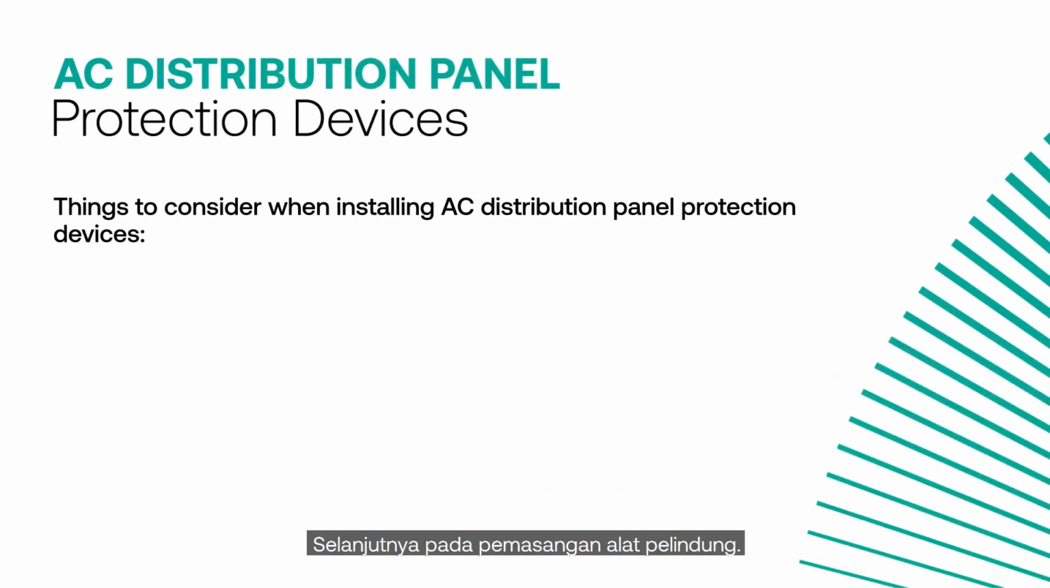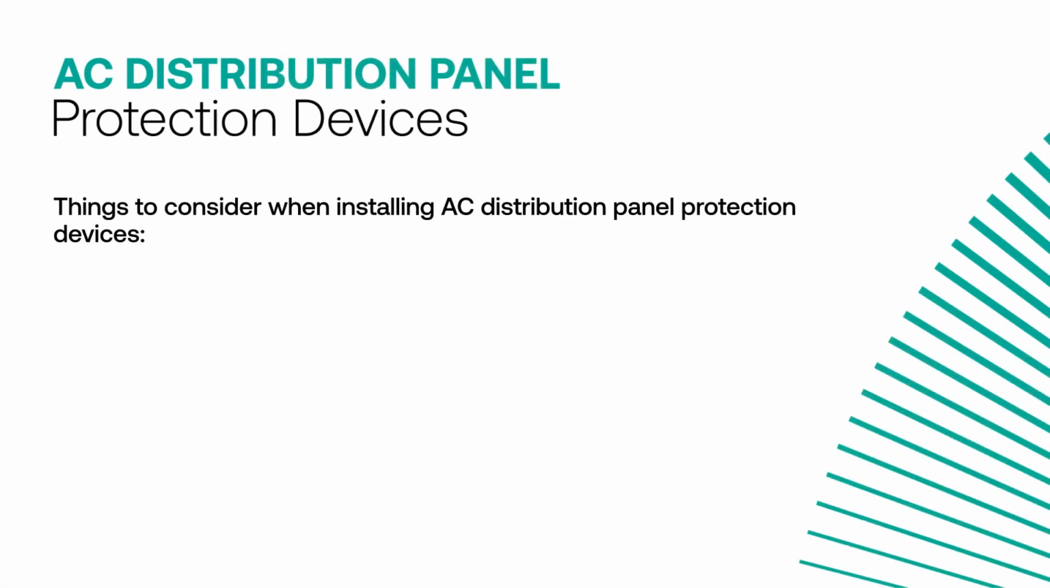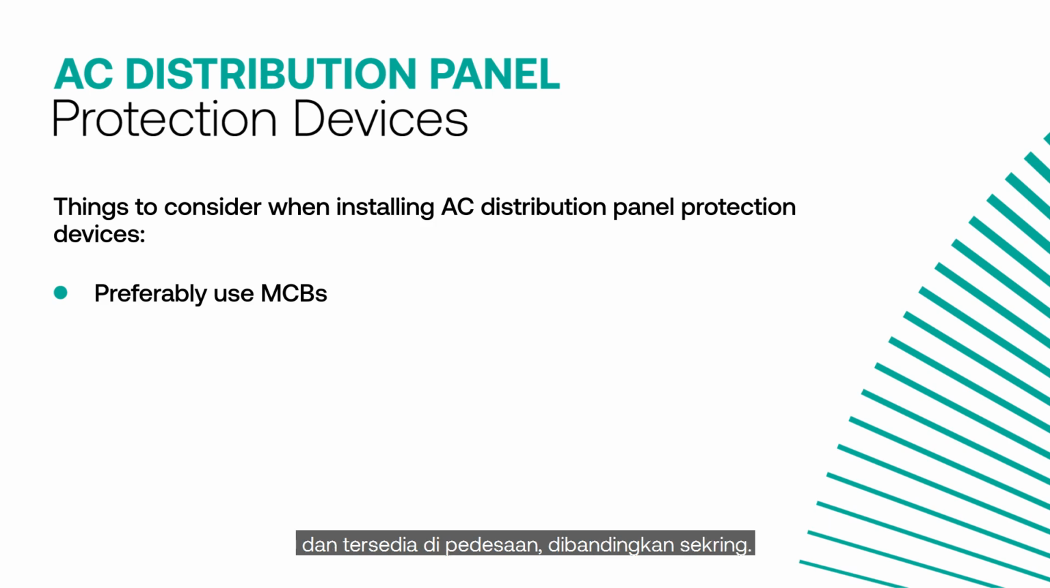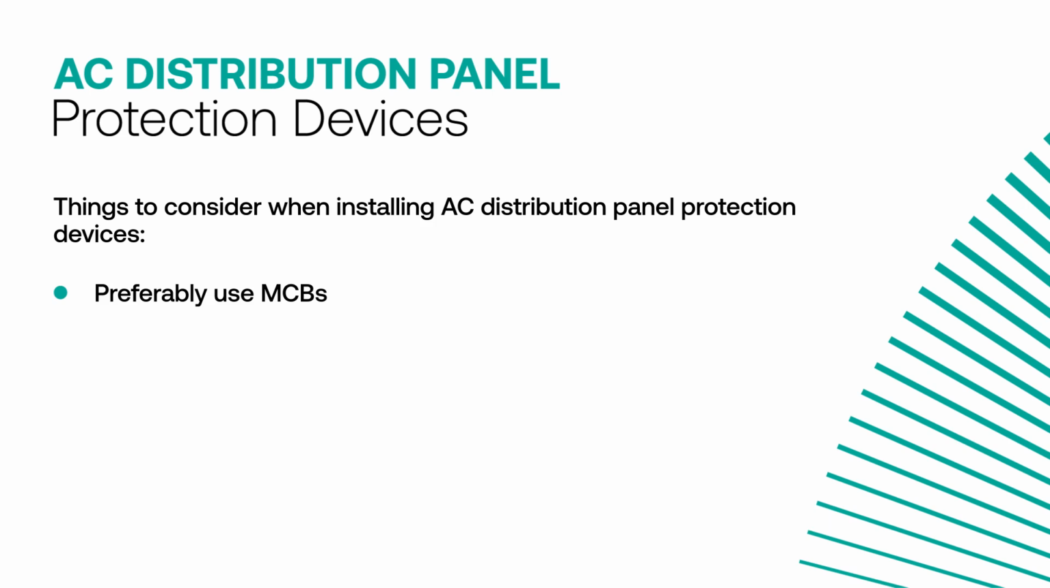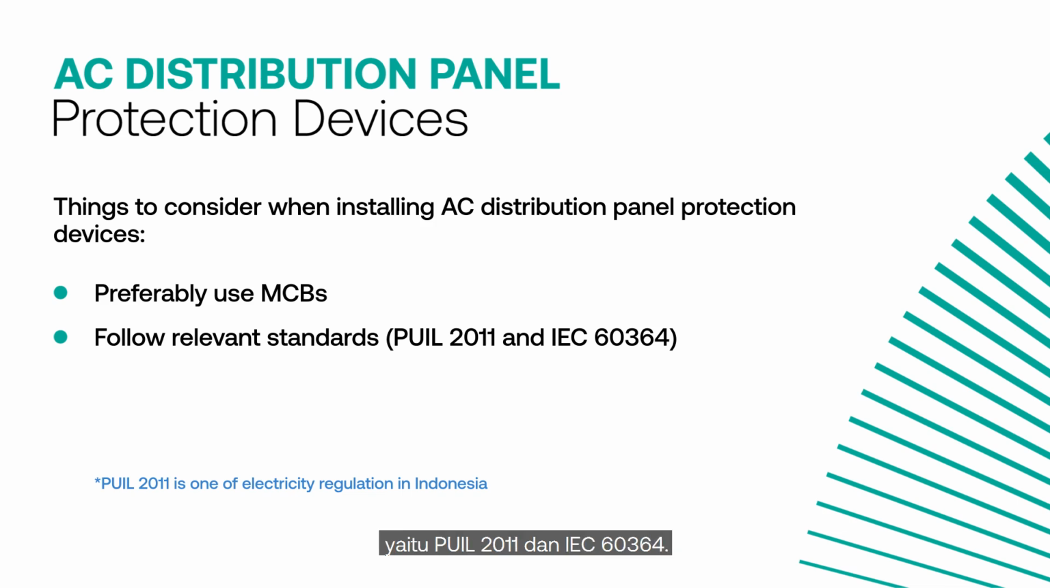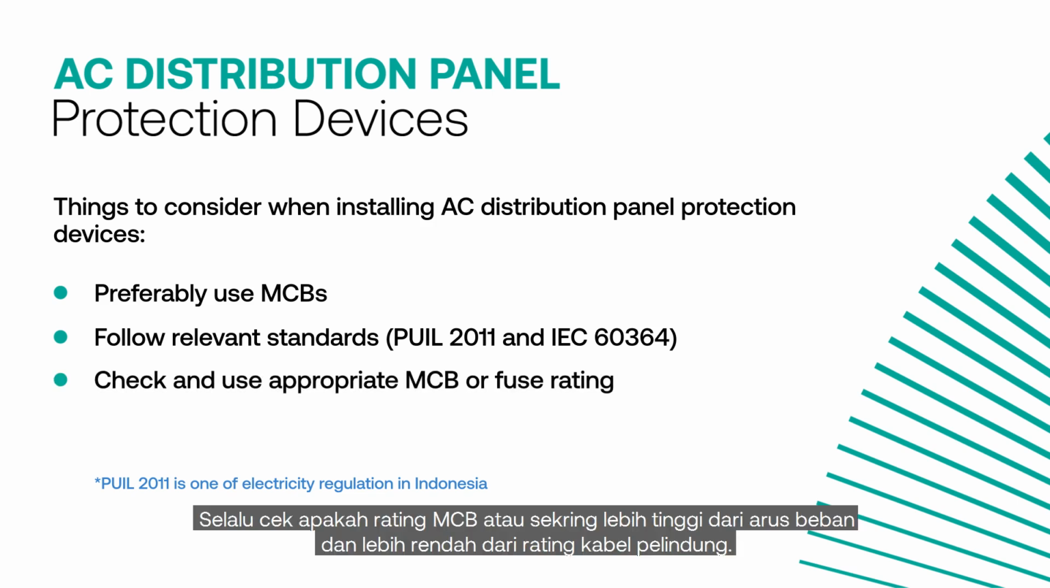Next on protection devices is the installation. It is recommended to use MCBs than fuses. In case of fault, MCB is reusable and has higher availability in the rural areas compared to the fuse. Protection for the feeders must be specified and installed according to the requirement of the relevant standards that are PUIL 2011 and IEC 60364. Always check that the MCB or fuse rating is higher than the load current and lower than the rating of the protected cable.